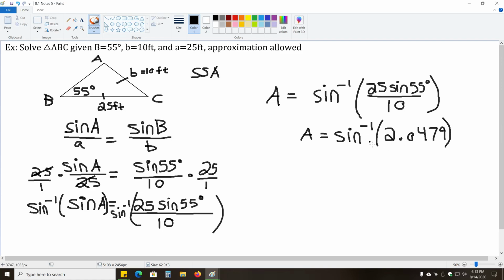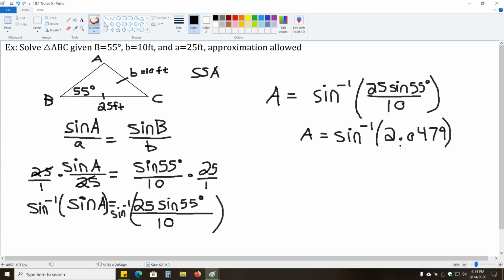And now, take a moment. Do you notice what's wrong with this statement? A equals sine inverse of 2.0479. Remember that sine inverse says, what angle did we plug into sine to get this 2.0479? Sine cannot be greater than 1 or less than -1. Sine can never equal 2.